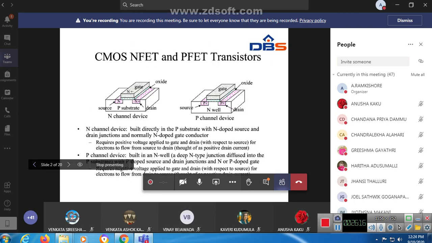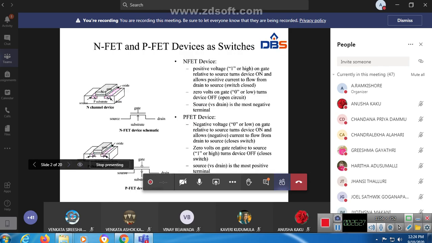So in a CMOS MOSFET, we are shown the source, the drain and the gate terminals. Already we know the symbol of MOSFET. So this is the symbol of the NFET device and the PFET device.